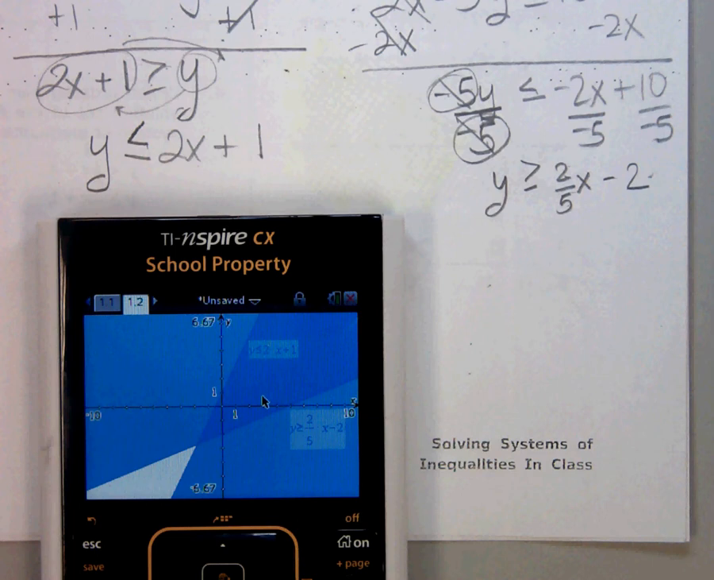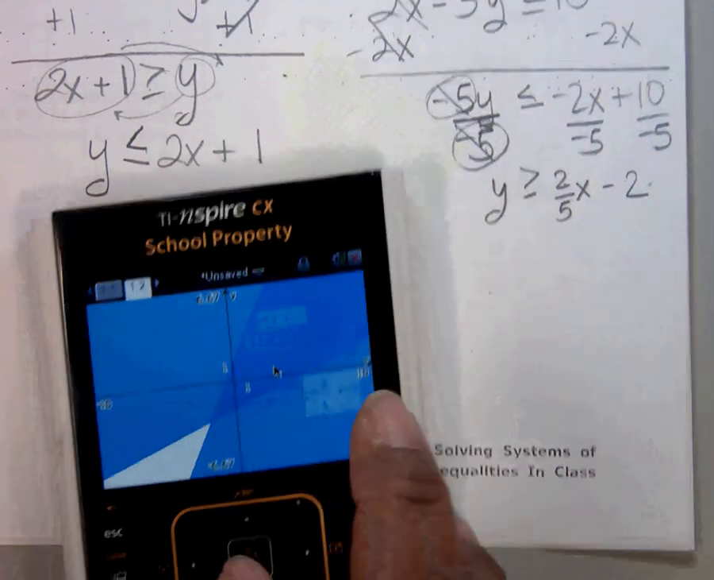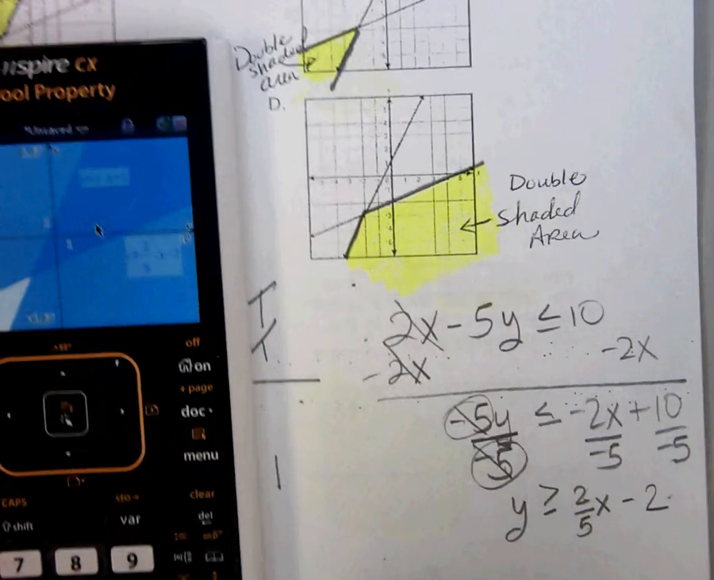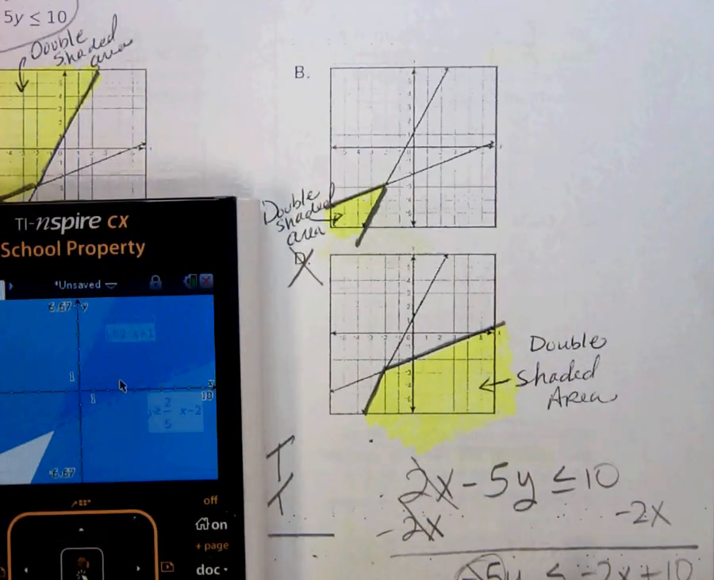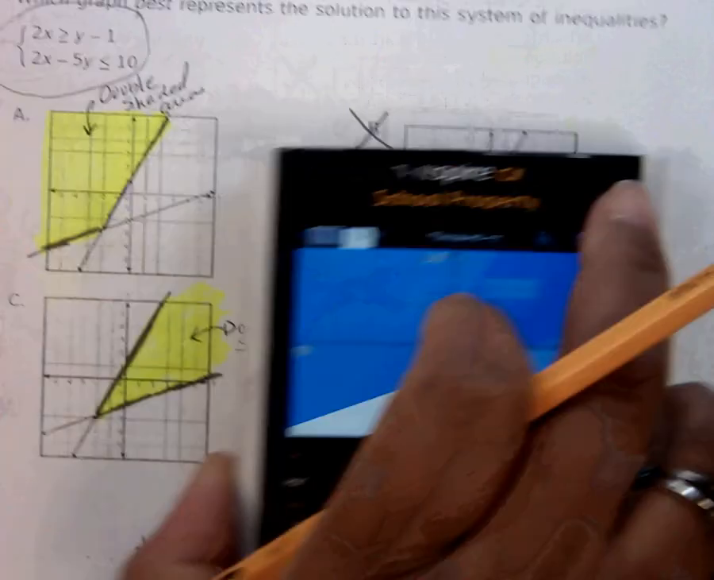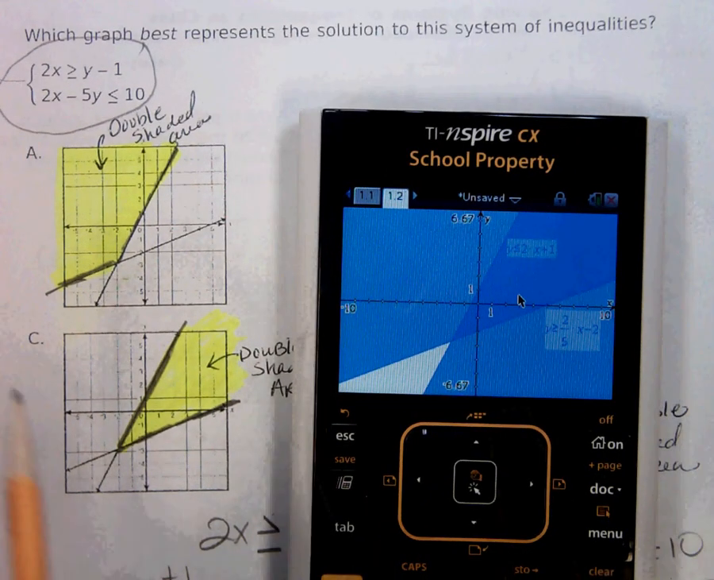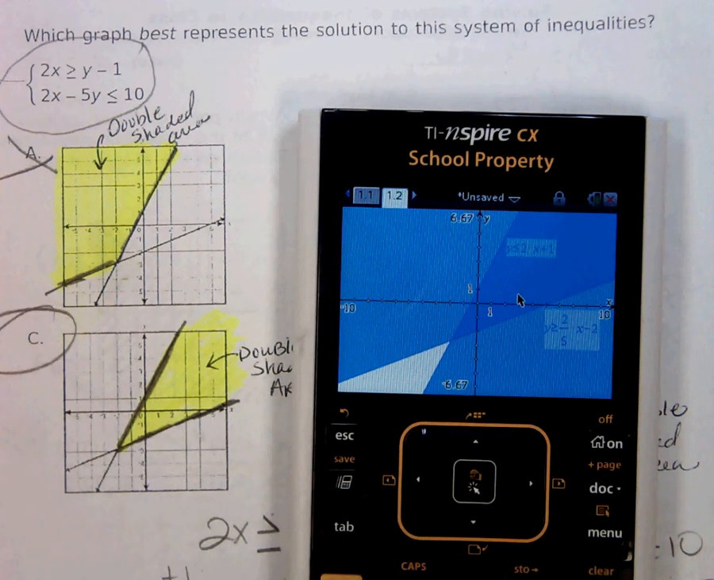Okay, so it looks like my shaded region is at the top right. So is that answer choice D? No. Is it answer choice B? No. Is it answer choice A? No. It is answer choice C. Ta-da! Next video.